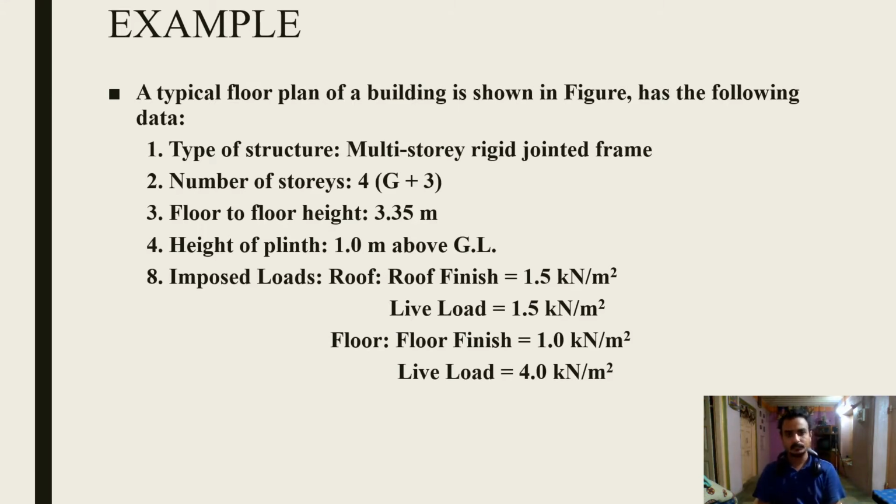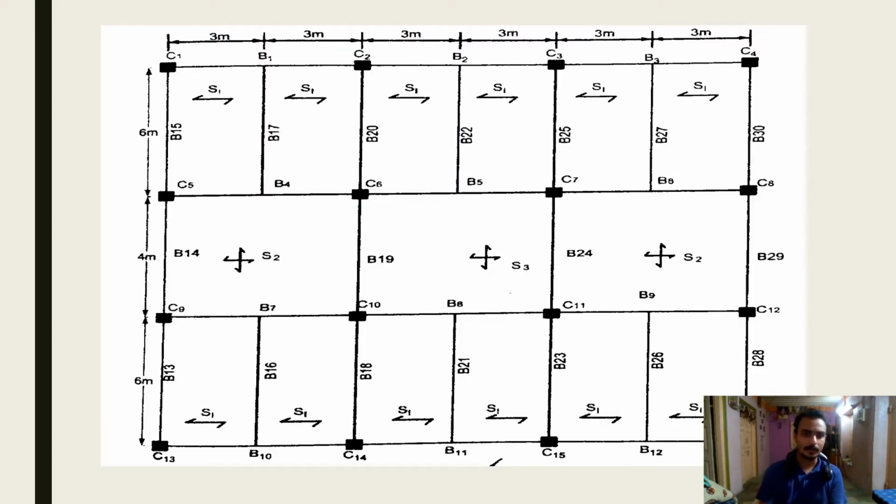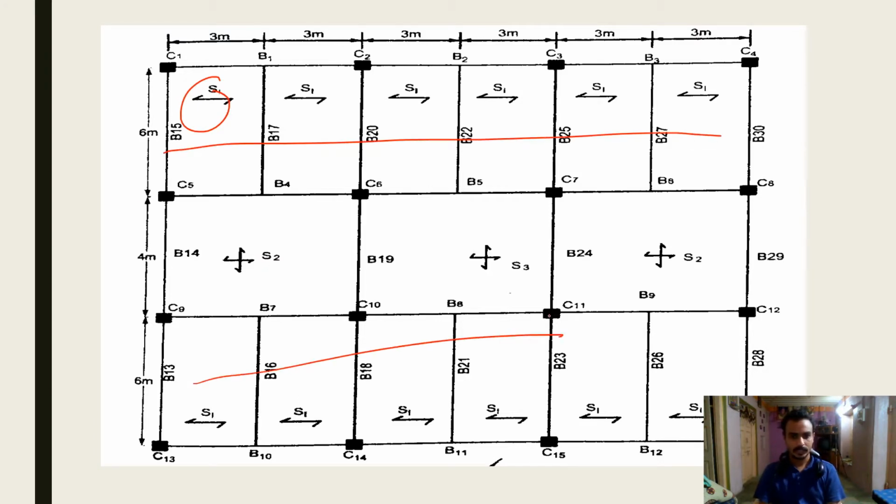The example which we discussed in the previous lecture, same example here. In the previous lecture we completed the S1 slab design, one-way continuous slab, and in this lecture we will design S2. Okay, how to design S2? So let's start.